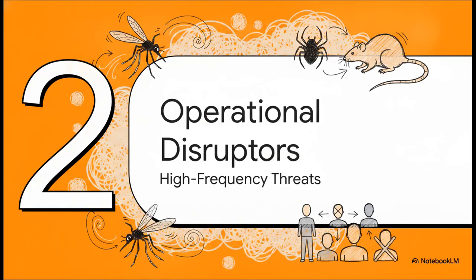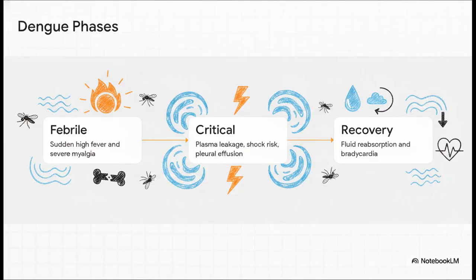Moving right along to Section 2, high-probability operational disruptors. These are the high-frequency threats to workforce continuity. Let's see how this actually builds, using dengue as our prime example. It attacks in 3 distinct phases. It kicks off with the febrile phase, sudden high fever, and severe muscle pain. You'll often hear it called breakbone fever because of the intense agony.